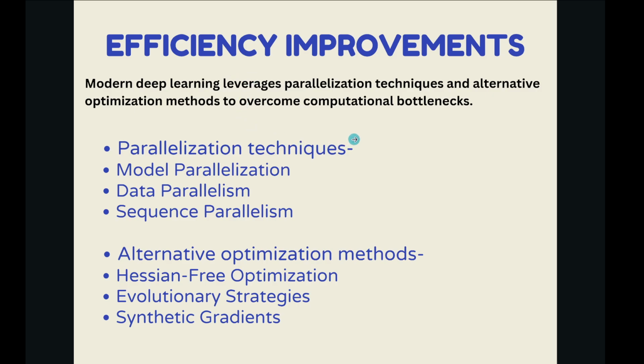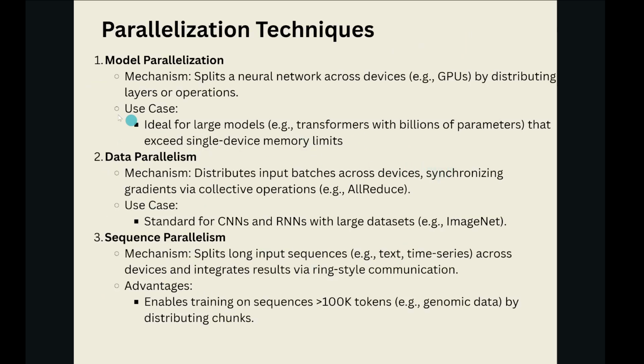So the modern deep learning leverages parallelization techniques to overcome the computational bottlenecks. So first we have the model parallelization. It will split the neural network across devices, for example GPUs, by distributing the layers or operations. Use case: we use this for large models with billions of parameters that will exceed a single device memory limit.